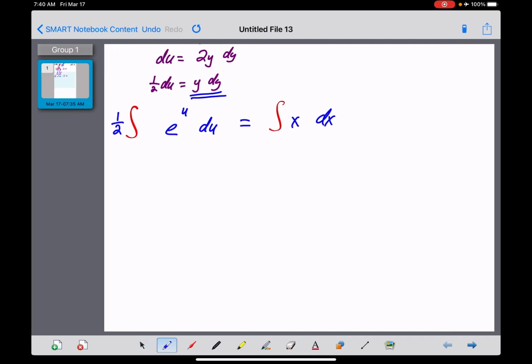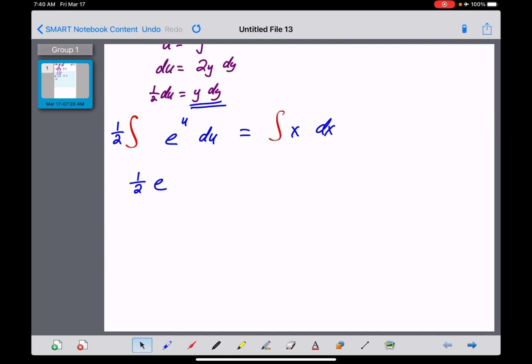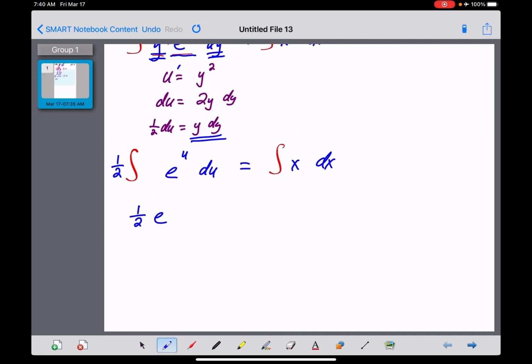So we're going to start on the left with keeping the 1/2 there. The antiderivative of e to the u is still just e to the u power. And I suppose at this point, guys, there's no harm in me unsubstituting or resubstituting. Rather than writing e to the u, I'm going to write that as e to the y squared. And that's going to equal, antiderivative of x is going to be a 1/2 x squared, and here is where we put our plus c.